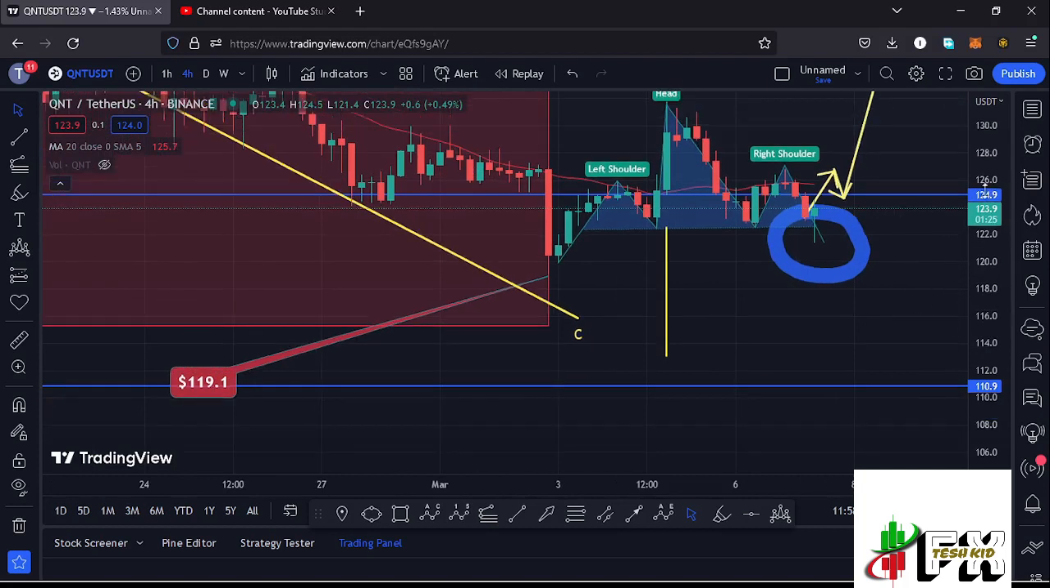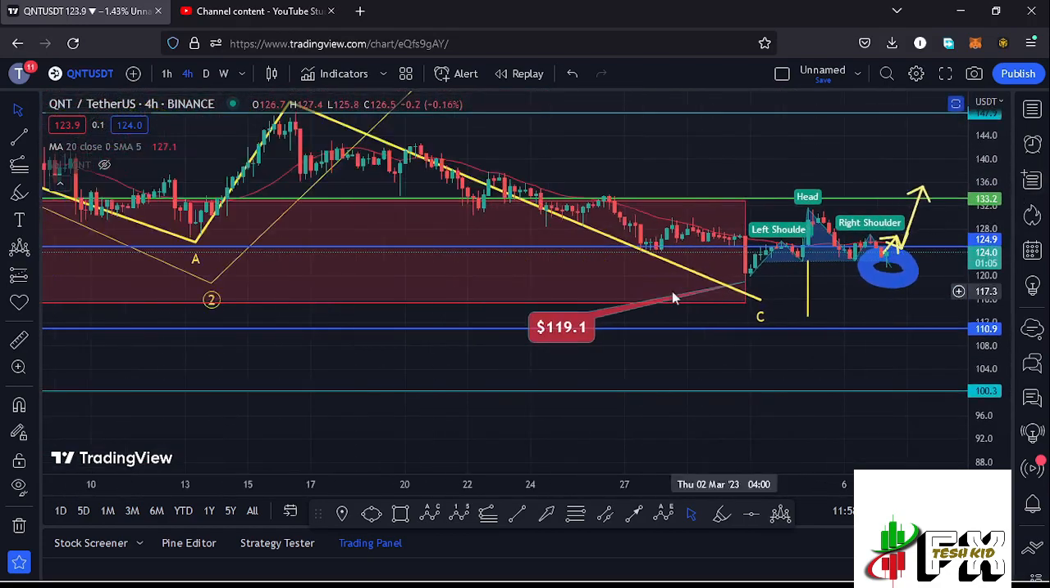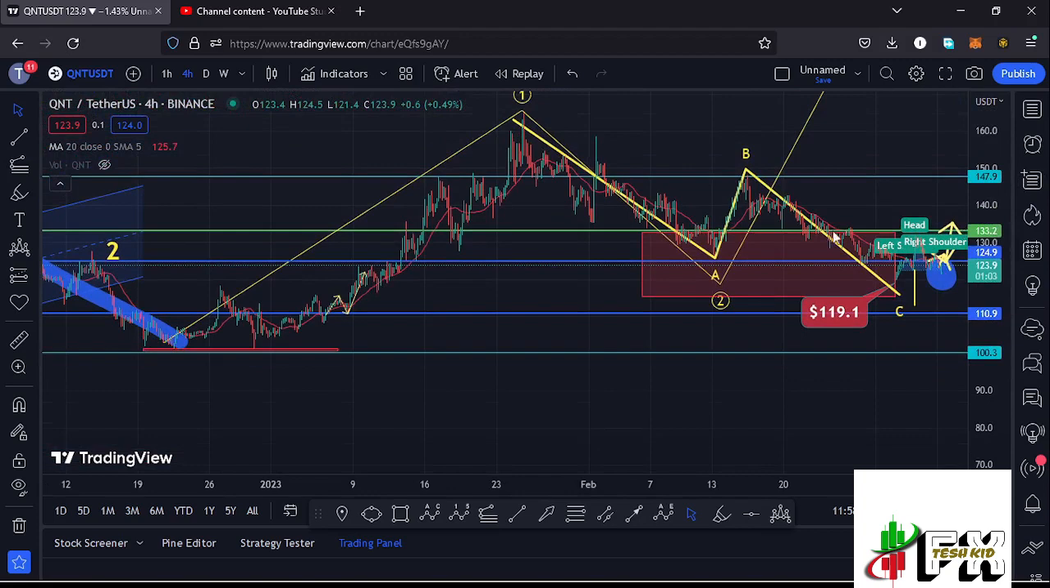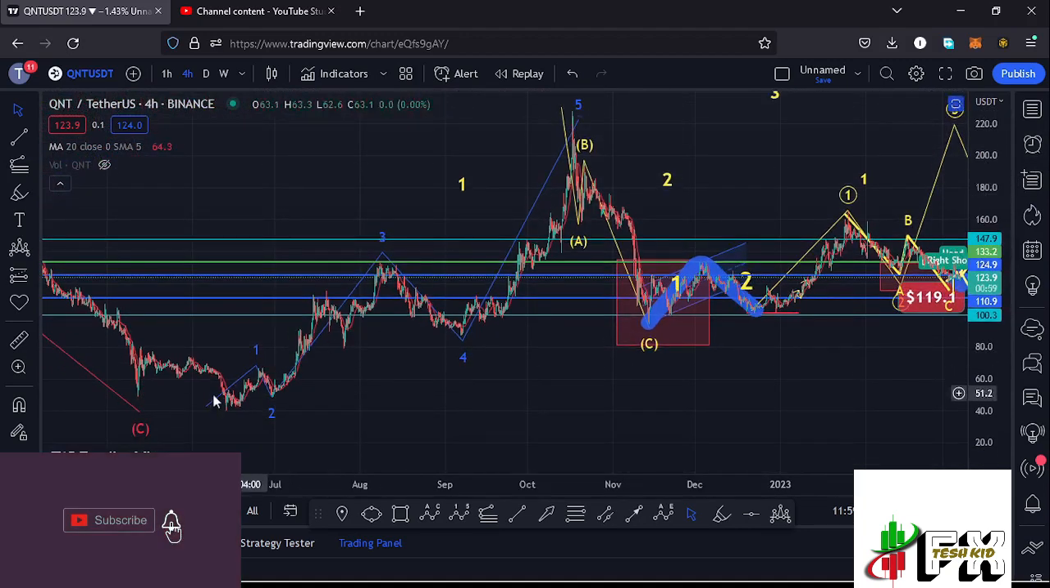But in case this candlestick pattern continues to be obeyed and the buyers get control of the market, and we see a break above the $124.9 mark, then there are chances that Quant might continue gearing up in the formation of that larger Elliott wave Quant 3, and that is what I'm expecting here on the short-term scenarios.